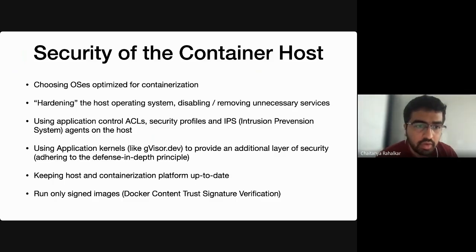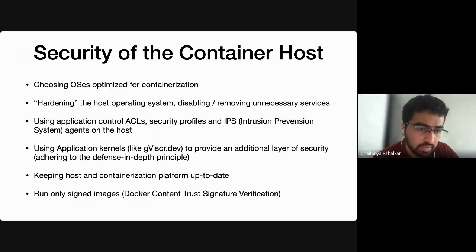Some of the things that you can also do for your host would be to use access control lists, security profiles, seccomp, or IPS. And there's a new technology that was introduced by Google called application kernels. So this is essentially a dedicated application layer kernel that runs for every container. So it essentially protects your host operating system from kernel exploits.